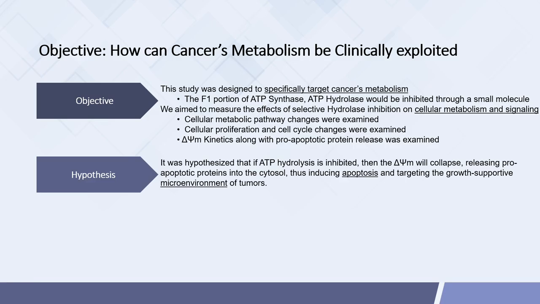I hypothesized that if ATP hydrolysis was inhibited, then the mitochondrial membrane potential would in turn collapse, releasing pro-apoptotic proteins into the cytosol, inducing apoptosis, and targeting the growth-supportive microenvironment of cancer tumors. Fundamentally, this study sought to demonstrate and investigate the ability of selective inhibition of ATP hydrolase to target mitochondrial membrane potential and decrease cell proliferation.